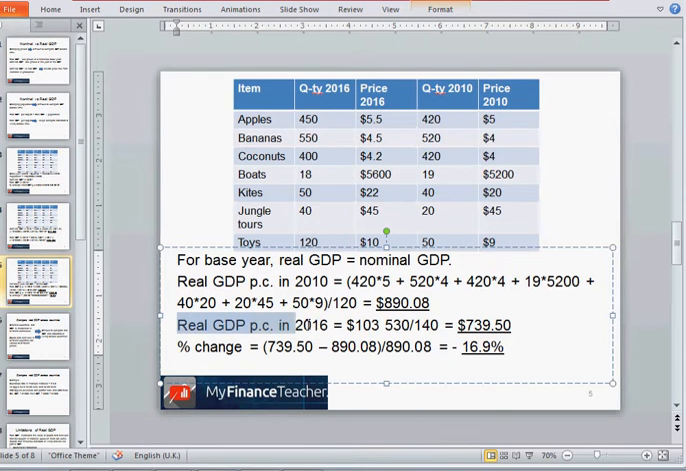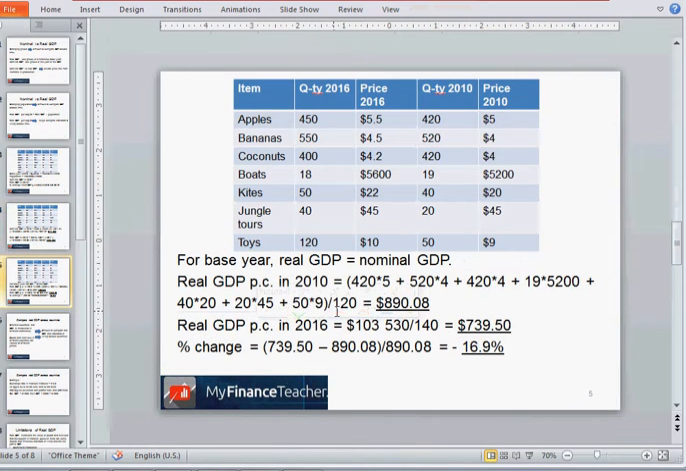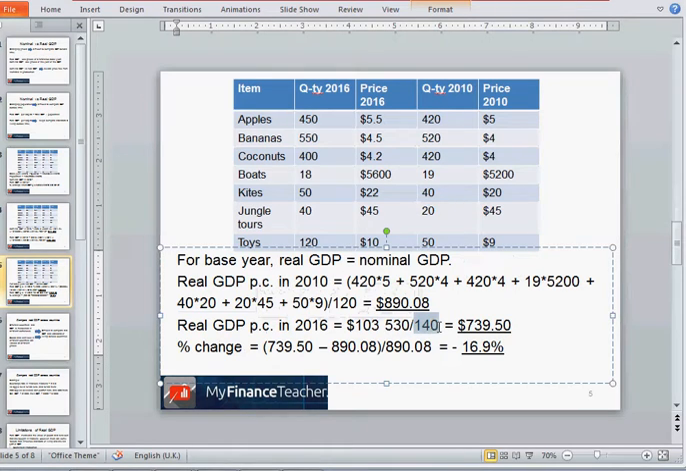Real GDP per capita in 2016 would be the real GDP in 2016, which we have already calculated, divided by the population in 2016, which would give us $739.50. So the change of real GDP per capita from 2010 to 2016 is actually a negative one. It decreased from 890 to 739.5, and this change is a negative 16.9%.